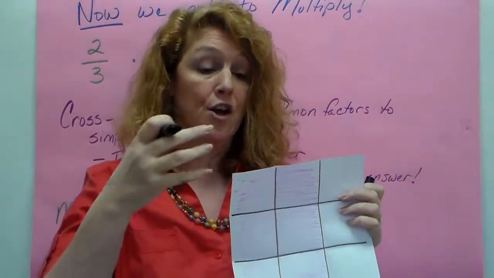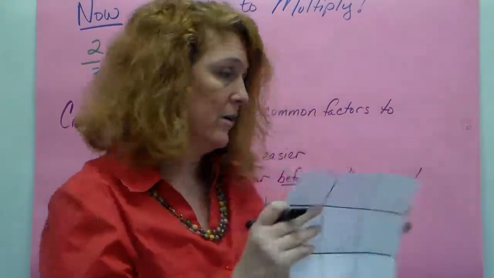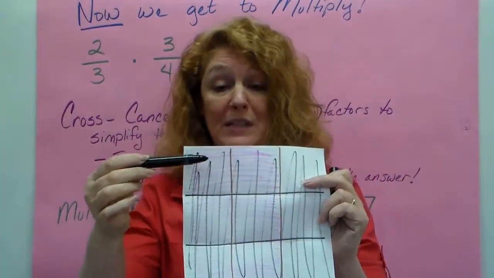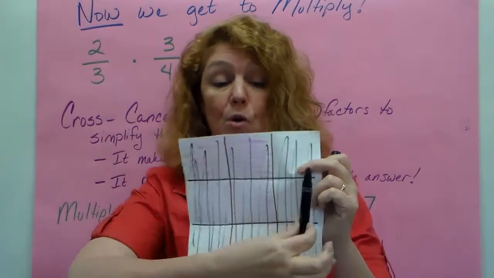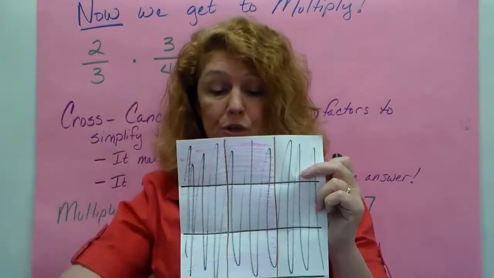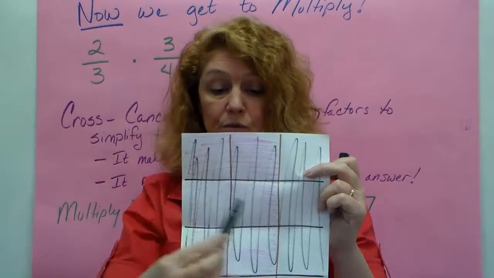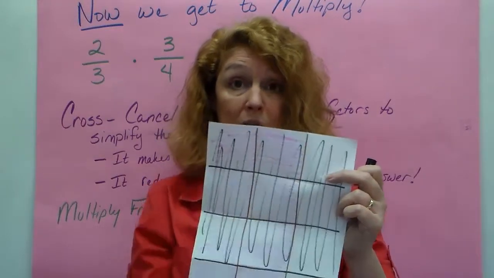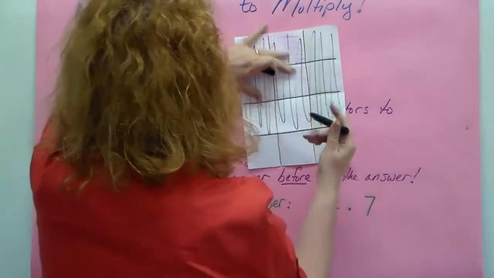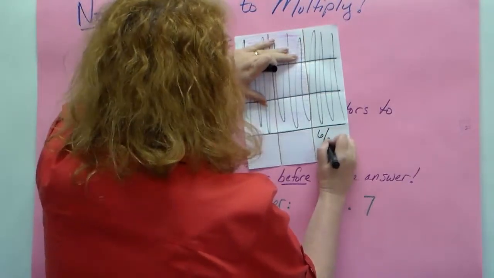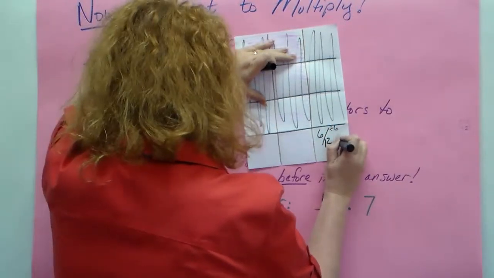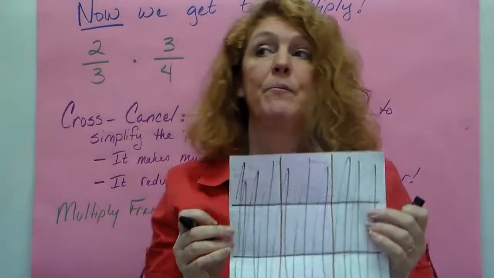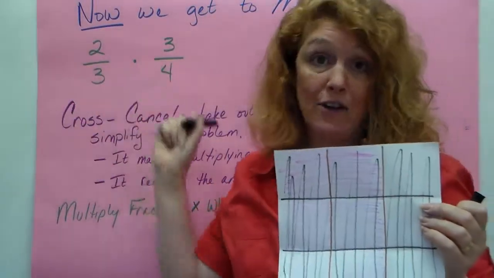And I'm going to shade in 3 of these 4. So what I want you to be able to see is that 3/4 of 2/3 is really 1, 2, 3, 4, 5, 6 out of 7, 8, 9, 10, 11, 12. 6/12, which I would then have to divide by 6 to learn that it's 1/2. This is what it means when I say multiply fractions.